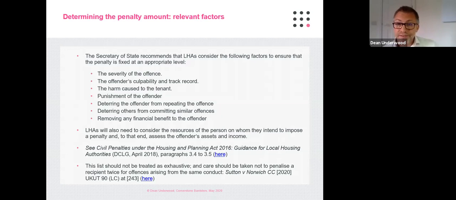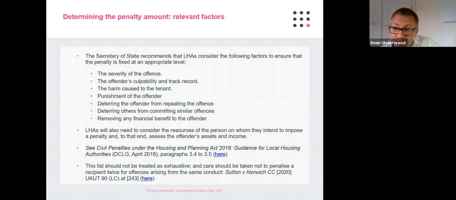So according to the guidance, in addition to that, local housing authorities will also need to consider the resources of the person on whom they intend to impose a penalty, and to, in that context, assess the offender's assets and income. That is a matter which has been reiterated recently by the Upper Tribunal in Sutton and Norwich City Council, a 2020 decision. It's important to note, as that very decision makes clear that the list included in the guidance is not an exhaustive list.